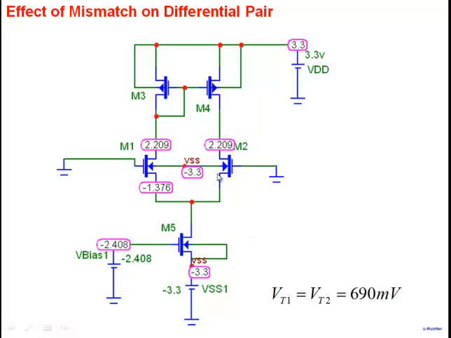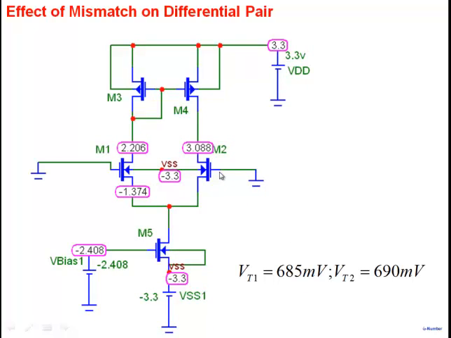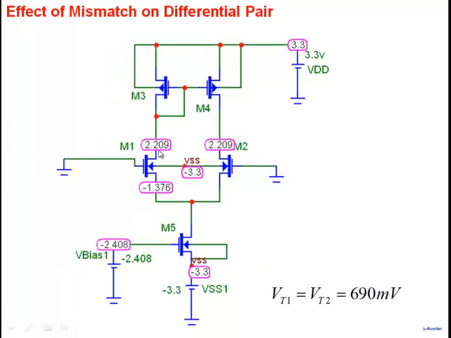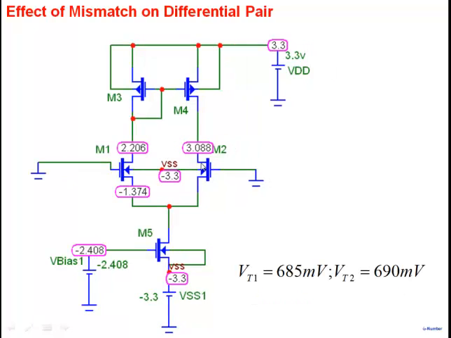Now I'm going to create a mismatch between the two. See what happens. The threshold voltage of transistor 2 is still 690. The threshold voltage of transistor 1, I've made it a little smaller, 5 millivolts smaller. Now can you see? This is 2.206. This is the same as earlier. This was 2.209, almost 2.20. This has gone to 3.088.